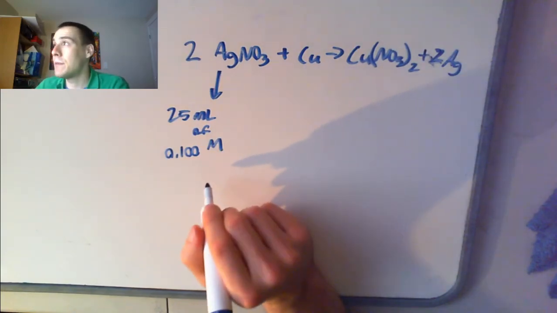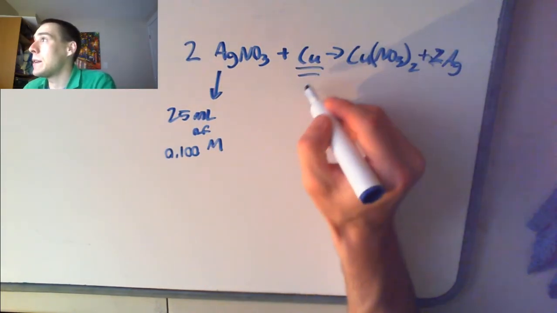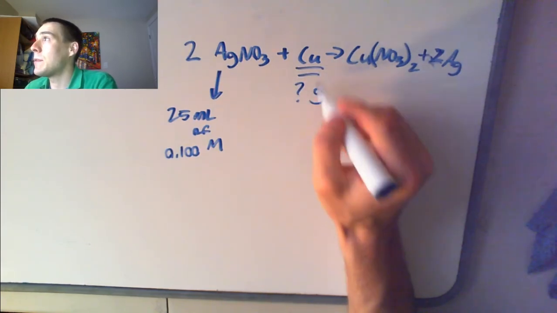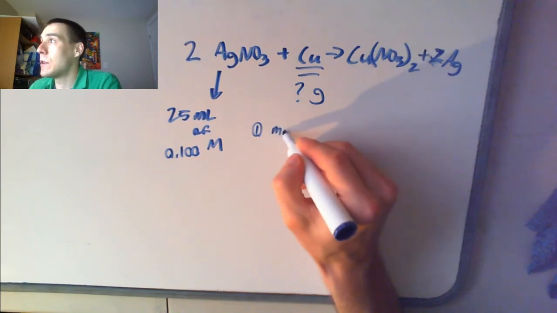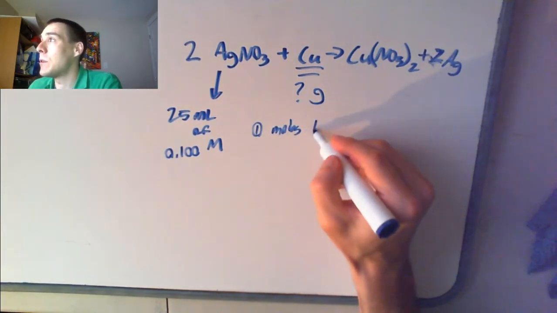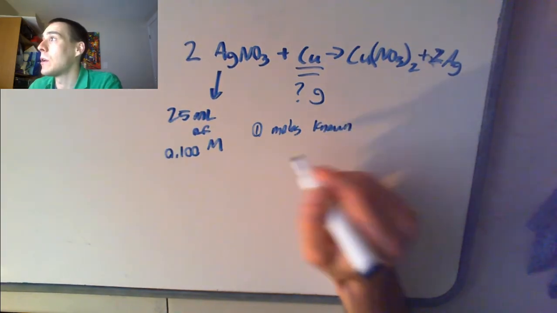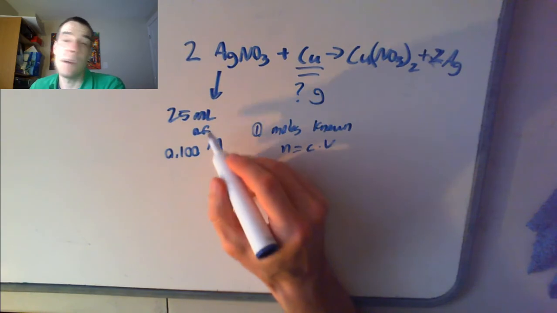We have 25 milliliters of 0.1 molar silver nitrate. And we want to figure out how many grams of copper. So step one is moles of known. And we're going to use n equals C times V because we have concentration and we have volume.